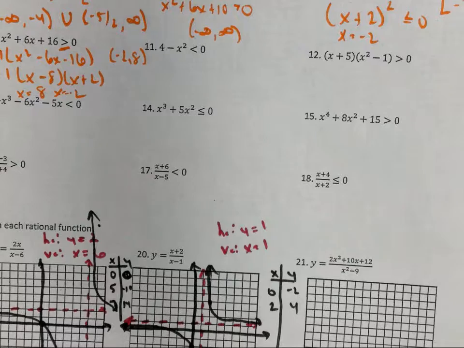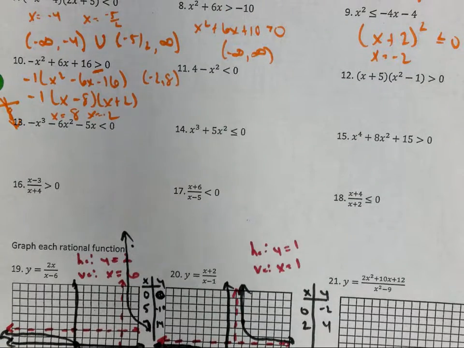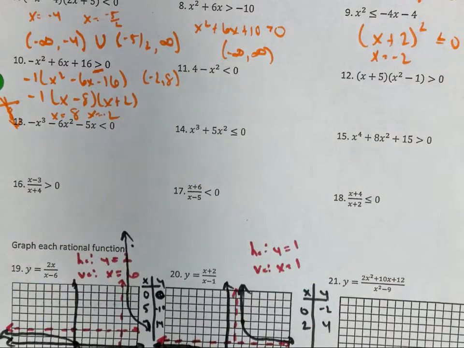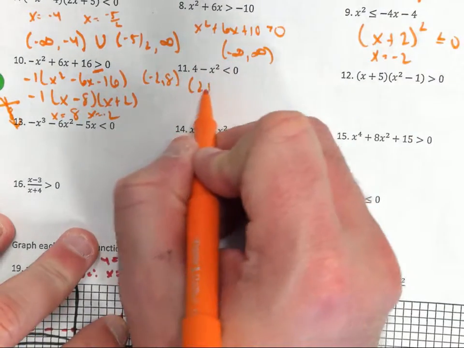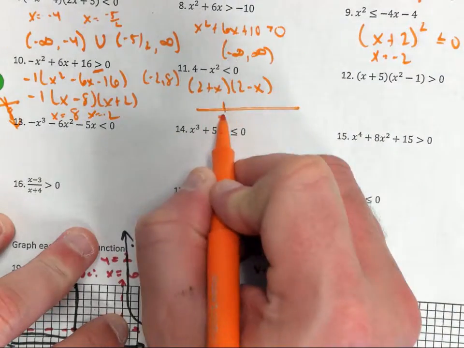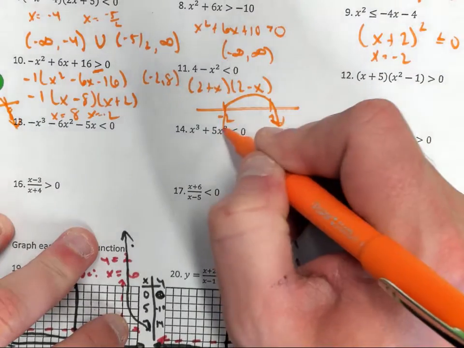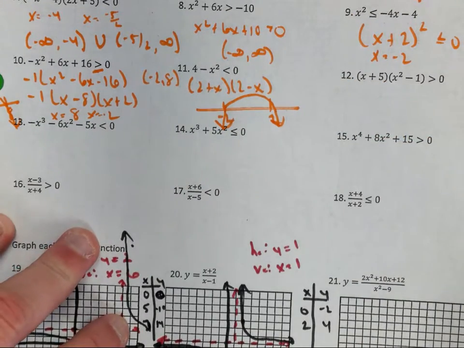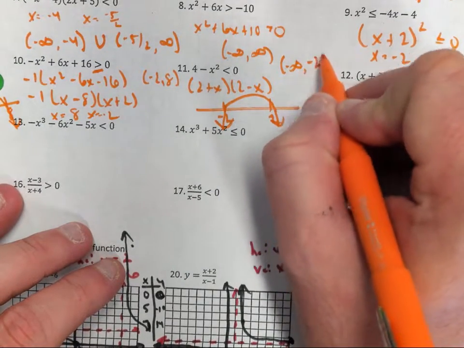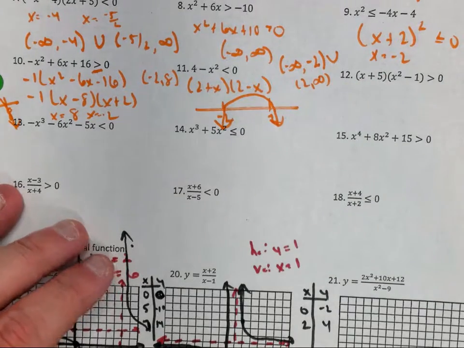All right, number 11. What type of function is this? Quadratic. My leading coefficient here would be what? Negative. Very good. I'm going to factor that. 2 plus x, 2 minus x. So I'm going to have negative 2 and 2. We want less than 0. So it would be from where? Negative infinity to negative 2, union 2 to infinity. Very good.